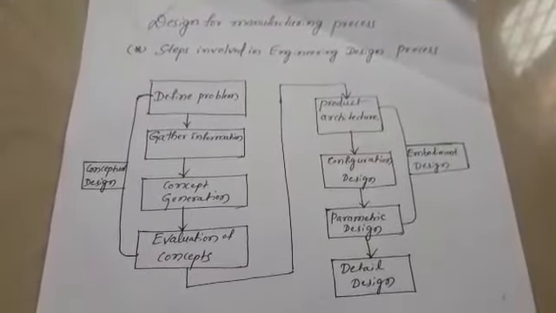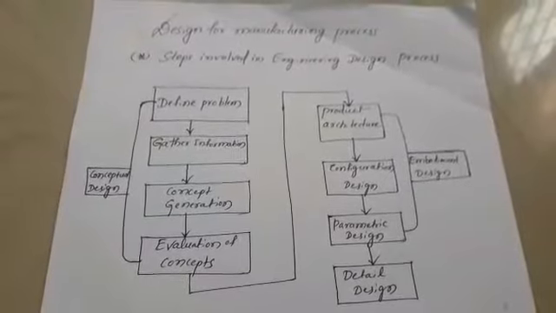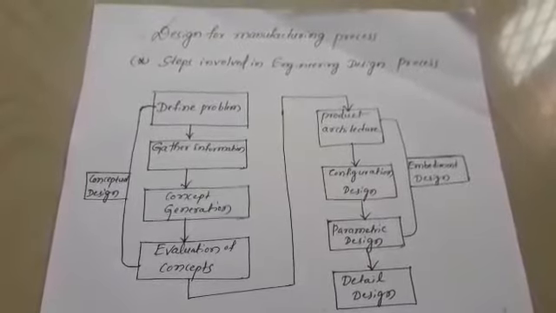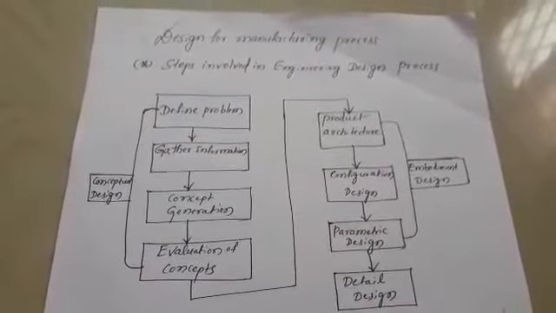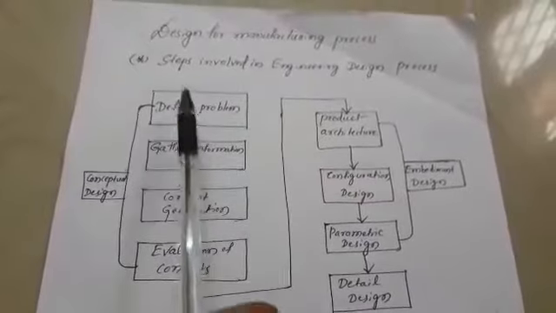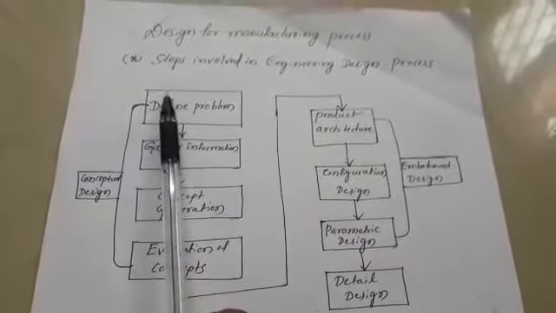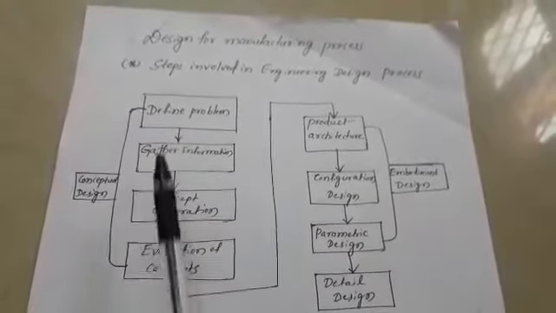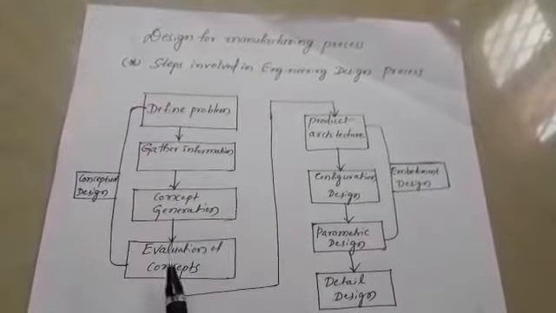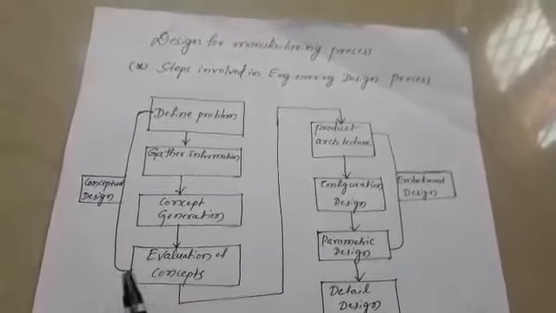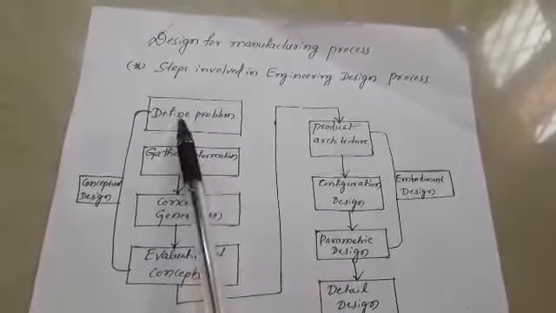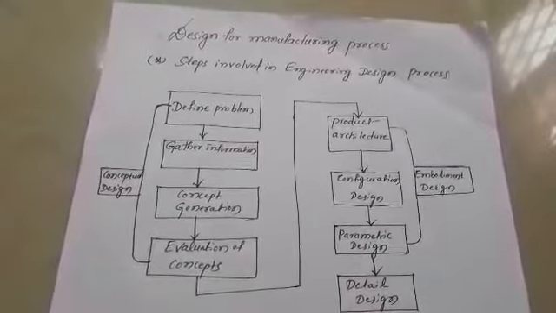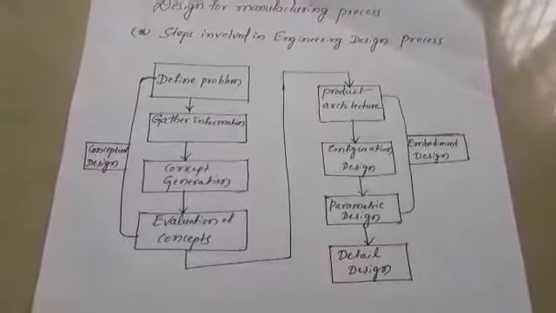In conceptual design, in some books they are divided into 5 steps, or in some books into 4 steps. Here the first step is identification of customer need, the second is define a problem, the third is gather information, the fourth is concept generation, and then evaluation of concepts. In some books, identification of customer need and define problem are considered a single step. So I will start with the conceptual design.